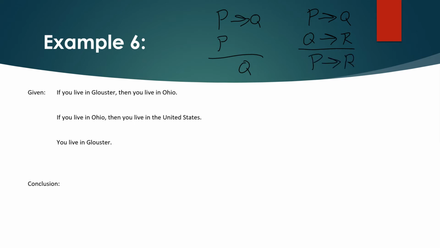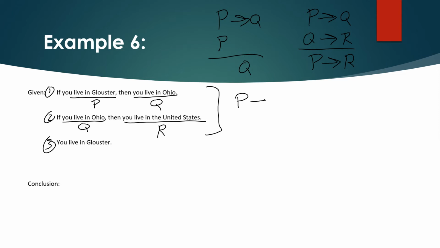So let's take a look at, we've got 3 statements. So we've got 1, 2, and 3. For 1, it says if you live in Gloucester, that'll be P, then you live in Ohio, Q. If you live in Ohio, that was Q, then you live in the US, that's R. Looking at my first 2 statements, P implies Q, Q implies R, I can combine these to say P implies R. If you live in Gloucester, then you live in the United States.